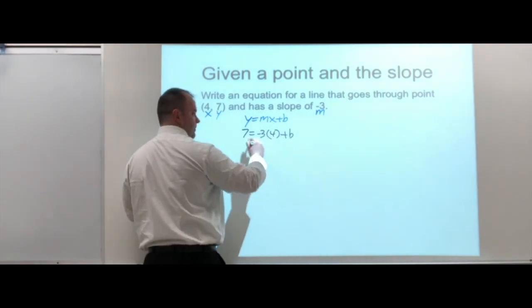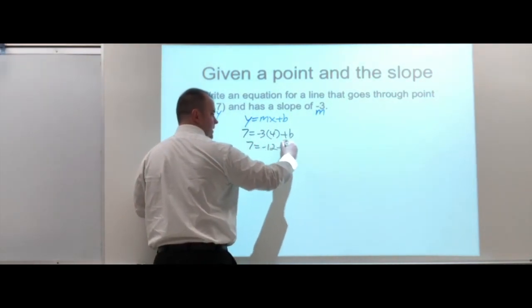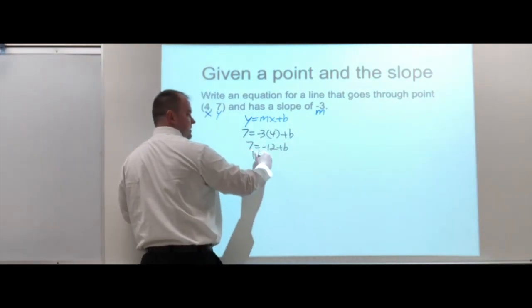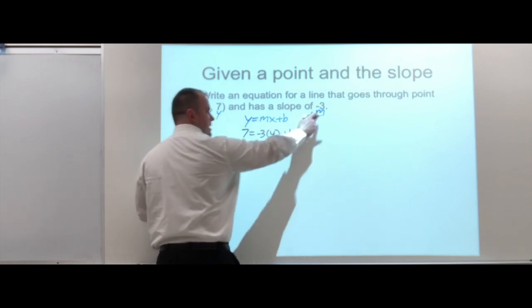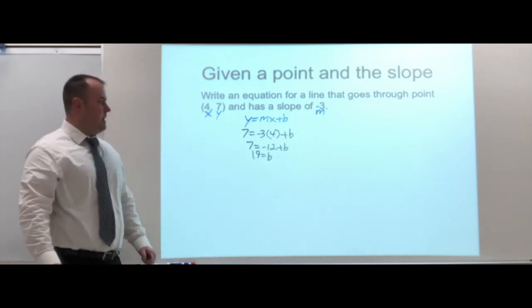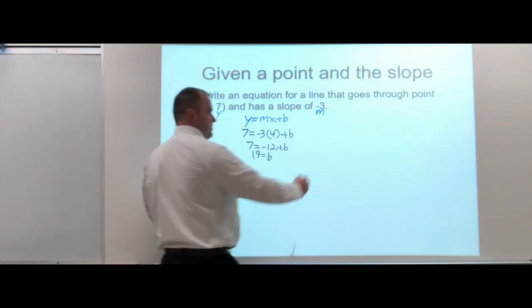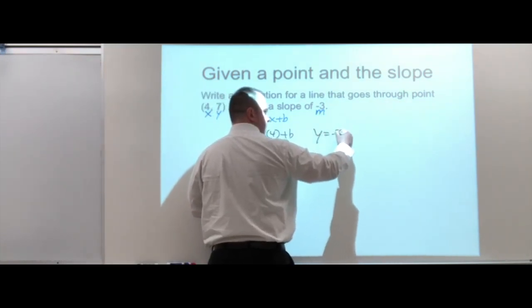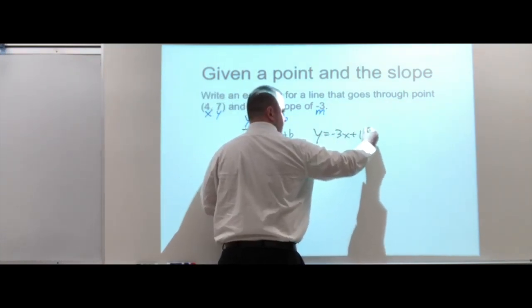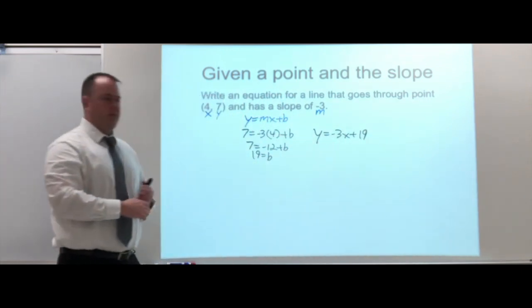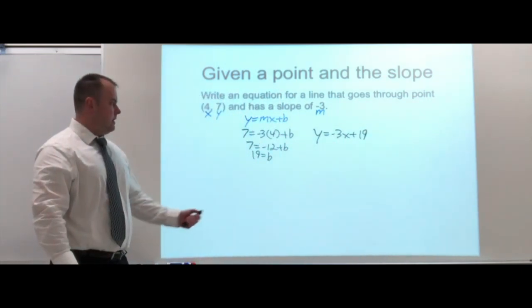Multiply -3 times 4, and add 12 to both sides. So there's our b, there's our m. They're the two pieces we need. Again, make sure you're putting it in slope-intercept form. y equals -3x plus 19. Okay?